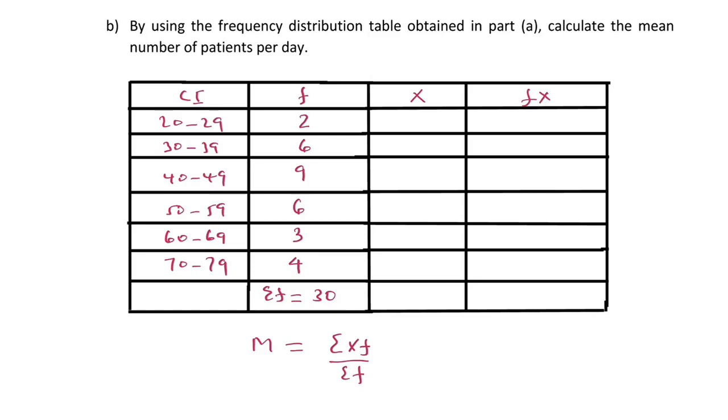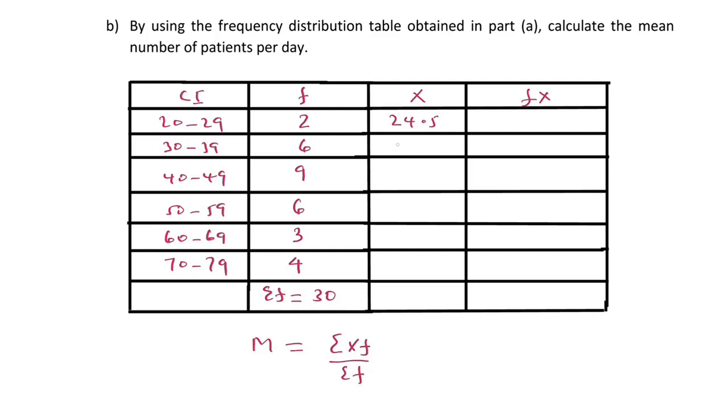Okay, so to find the class mark x, for example, for the first one, we are going to take 20 plus 29 over 2 in order to find the average of these limits. Then doing that, our value for the first group is going to be 24.5. Okay, so now using the same approach, we are going to fill the rest of the information.